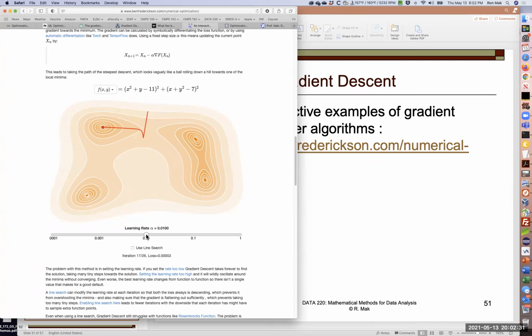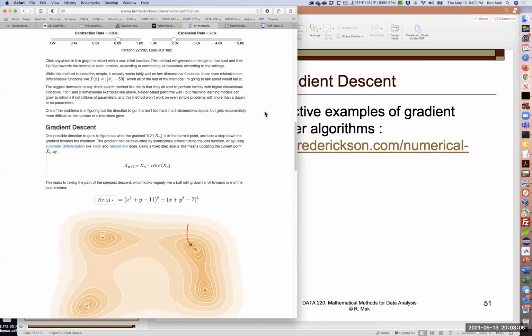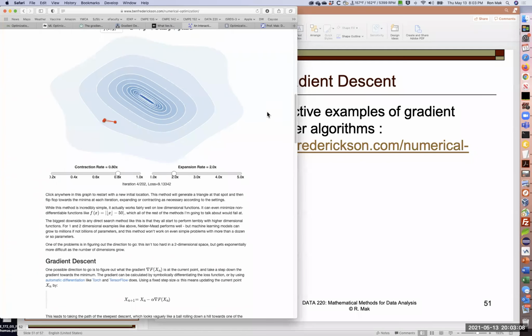Let's see what happens when we increase the learning rate to here. Whoa, okay, see what happens when the learning rate is too high? You just overshoot. Whoops, okay. So let's not do that. And if it's very low, okay, it just takes longer. So when you code up these algorithms, you have to decide what the learning rate should be. And if you're doing Nelder-Mead, what's the expansion rate, what's the contraction rate, and so forth.